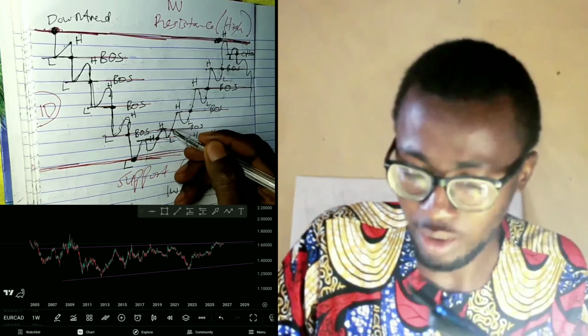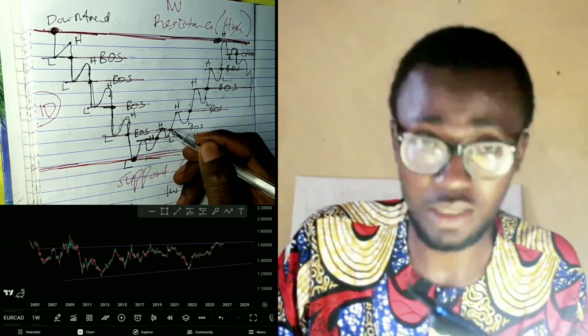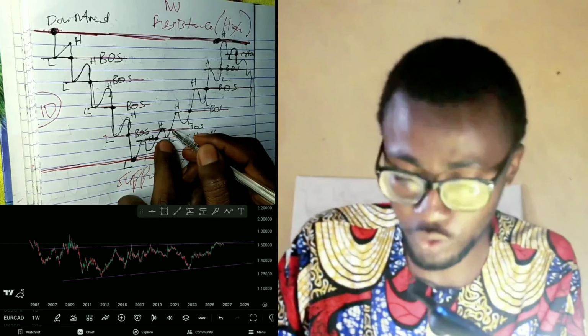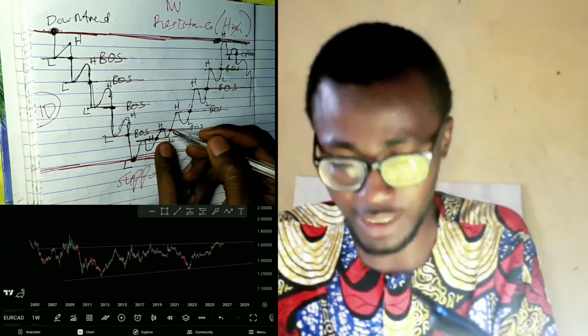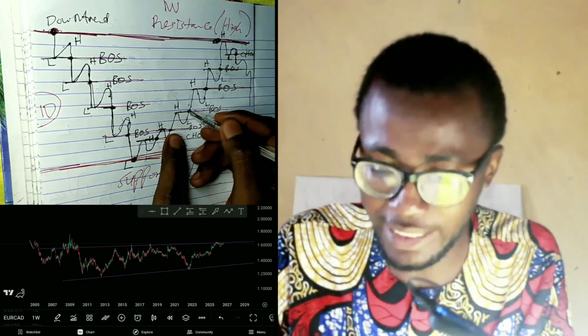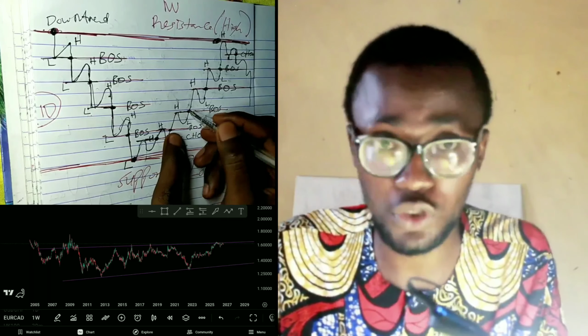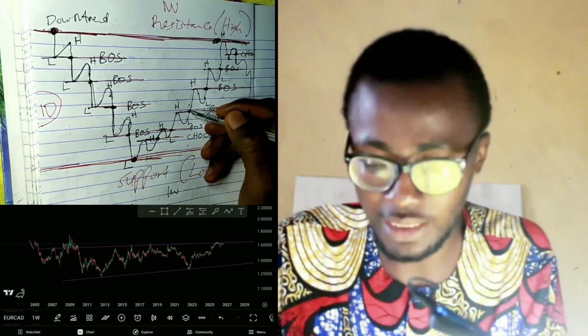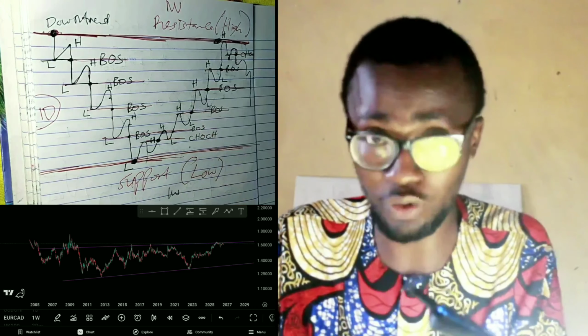Now this is the high. It broke the high. Uptrend. What is that? Break of structure. So break of structure means that it continues in an uptrend. It broke the high again, which is what? Break of structure. So the trend will continue in an uptrend.